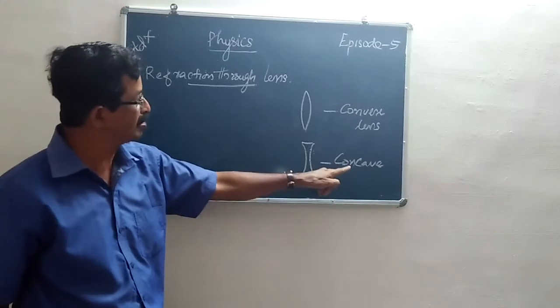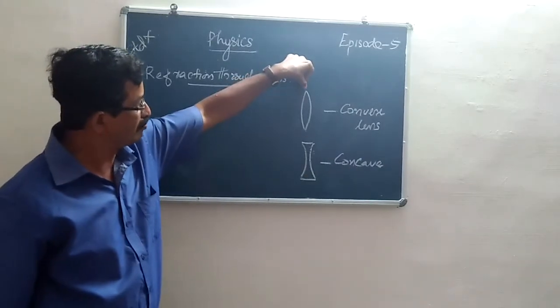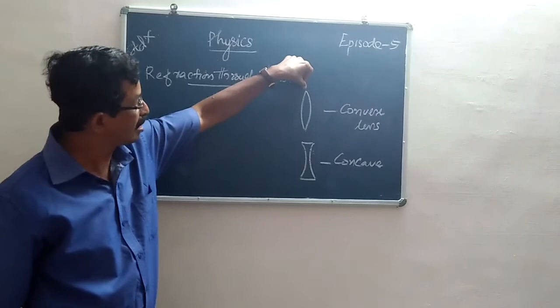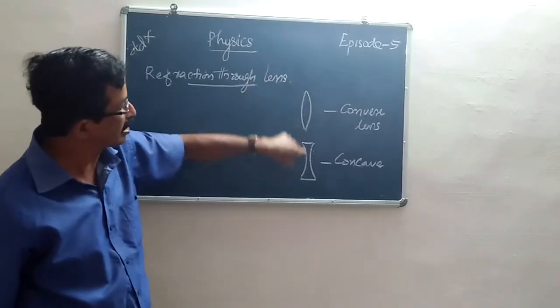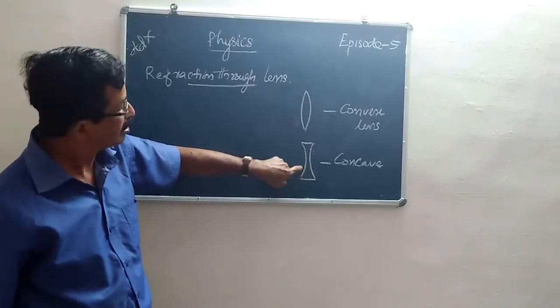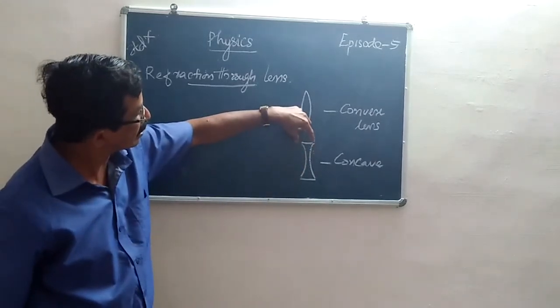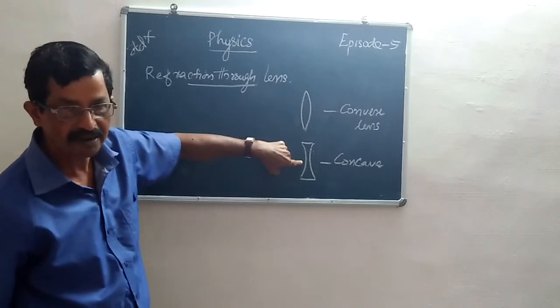What is the difference between these two? In a convex lens, its outer edges are thinner and the inner side is thicker. But in the case of a concave lens, its outer edges are thick and the inner side is thin.